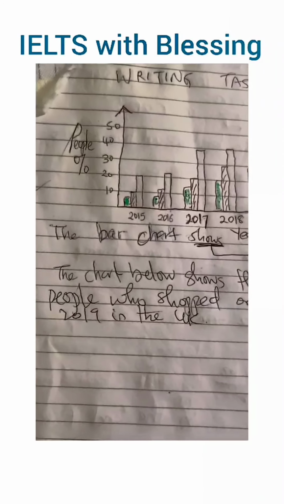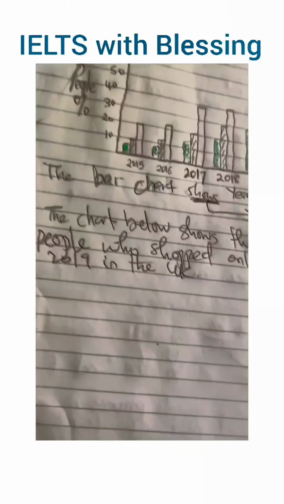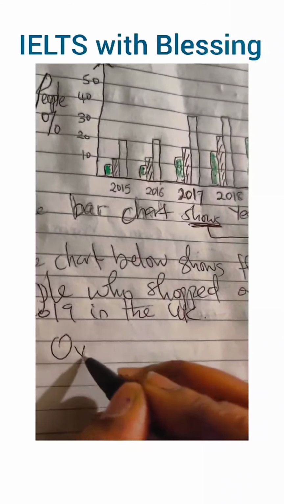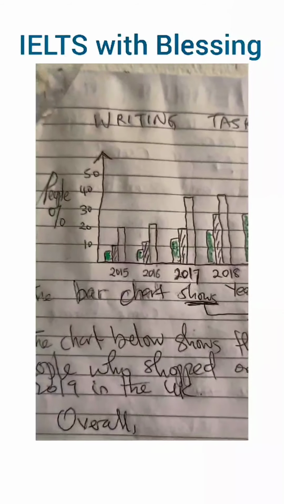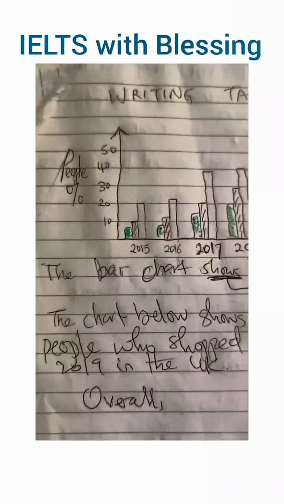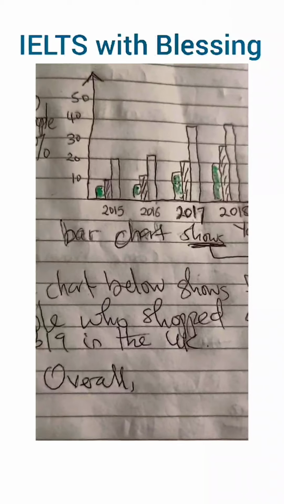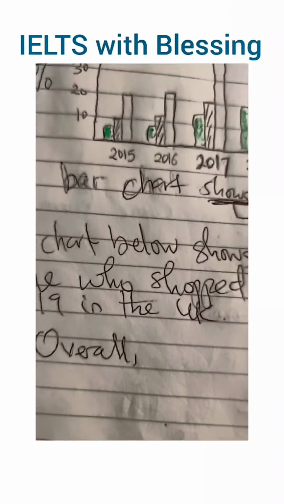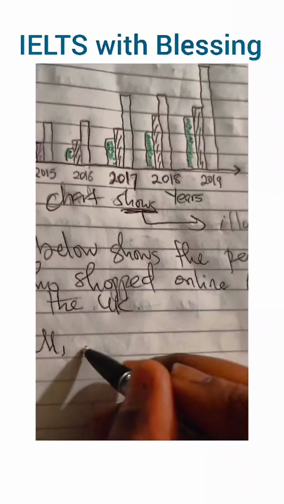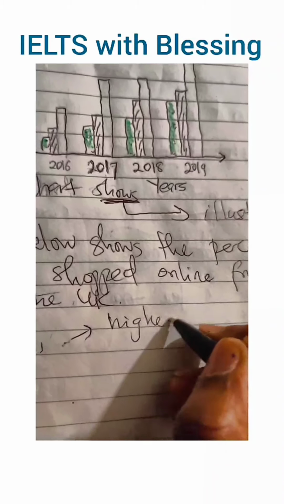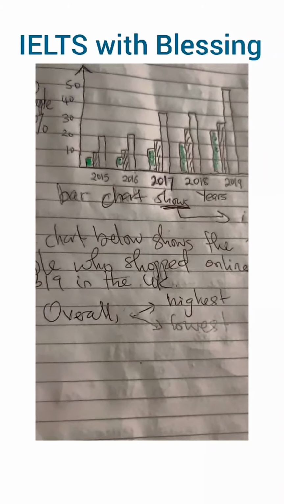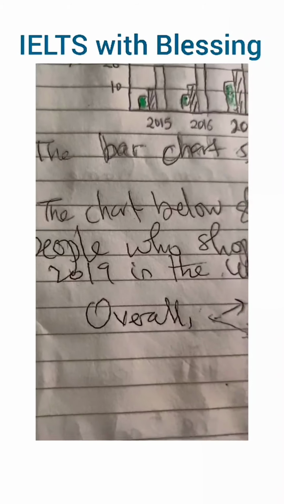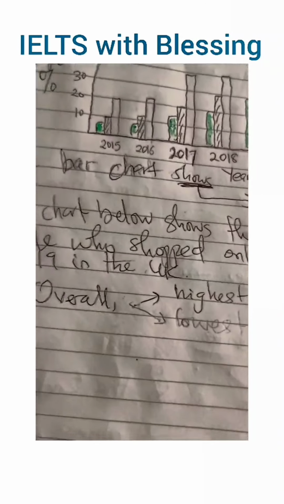Then for your second paragraph, you start with overall. In this bar chart, you need to follow the trend. First of all, you go for the highest and then you go for the lowest. So when you're talking about overall, you go for the highest, and then the lowest. Sorry, because I'm writing at an angle, my ink is not coming out well.